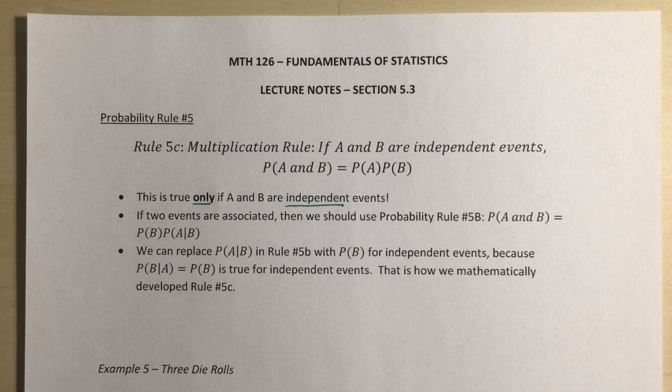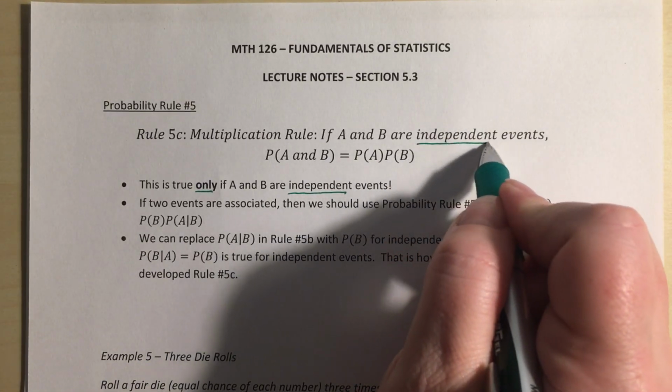If the two events are associated, then we should use probability rule 5b, which we just talked a little bit about in one of our previous examples, and we can go through and test it that way. If we replace the probability of A given B with the probability of A for independent events, that's how we mathematically develop rule number 5c. So basically, we've taken a previous version of this rule and replaced our conditional probability with a single probability of an event. Again, this only works if we are looking at independent events.